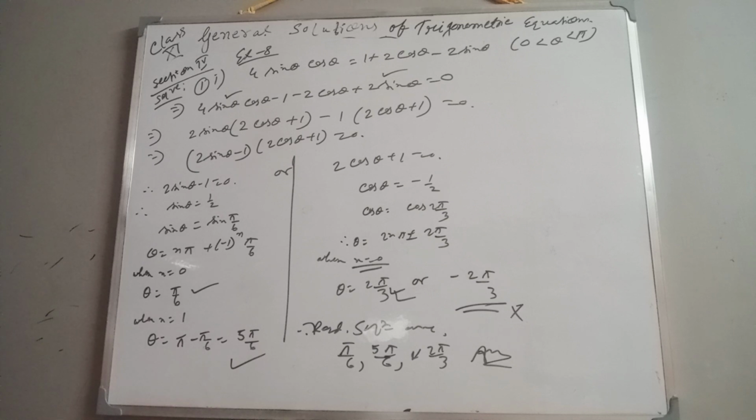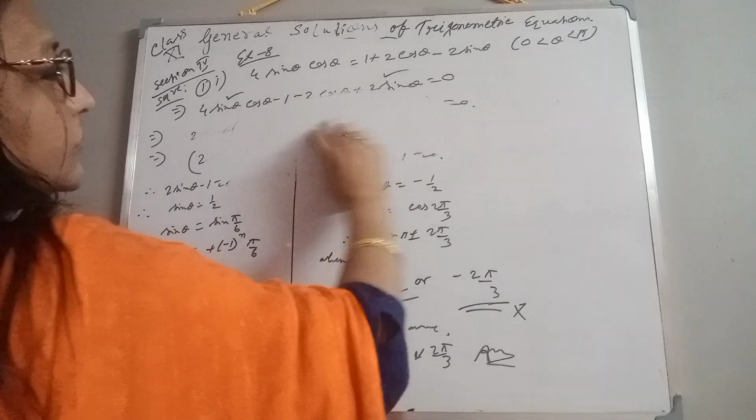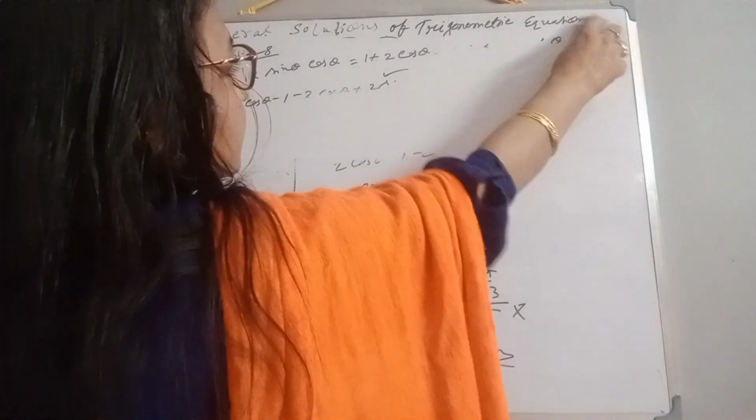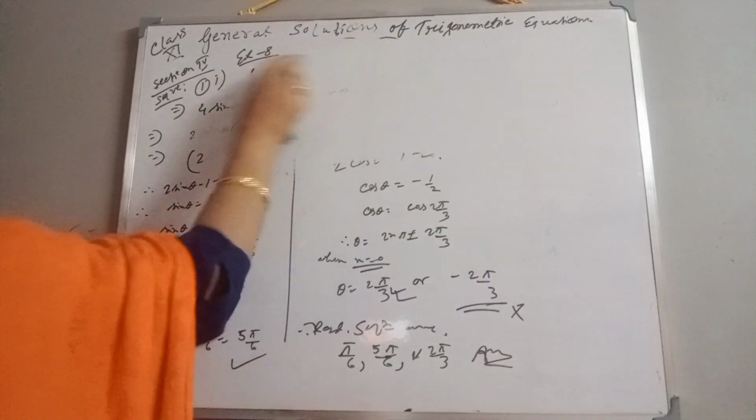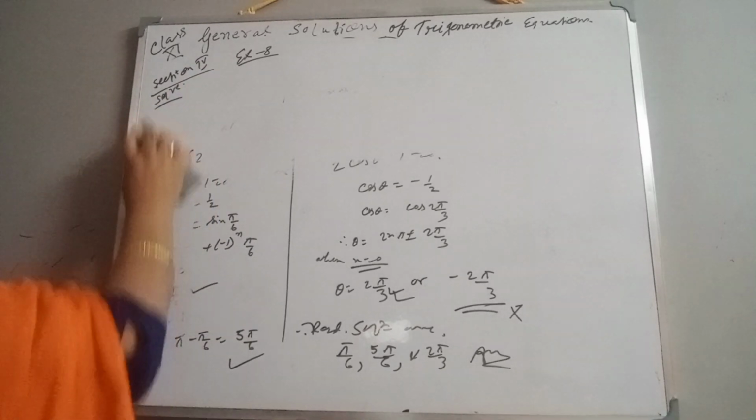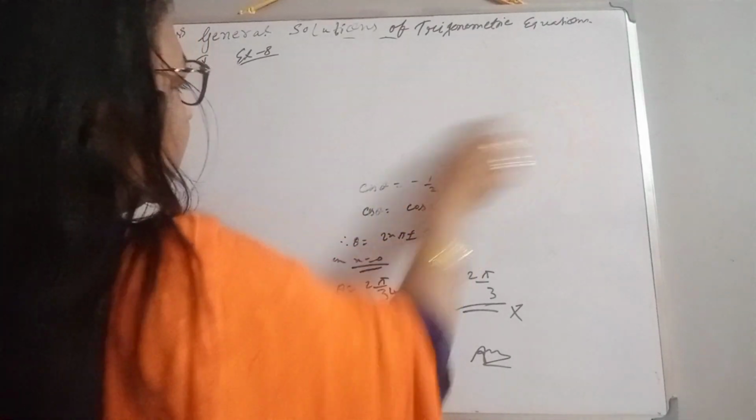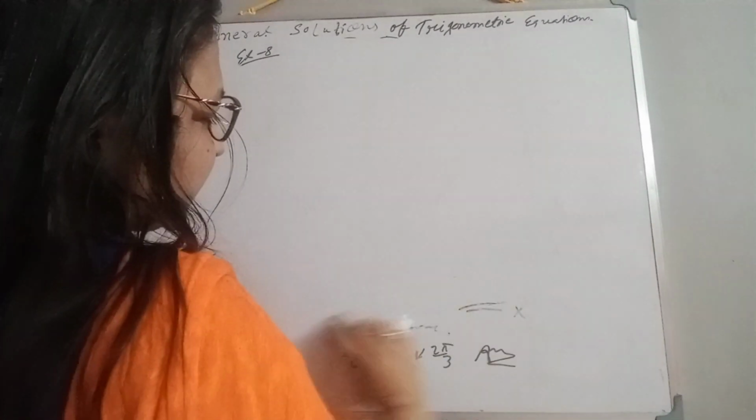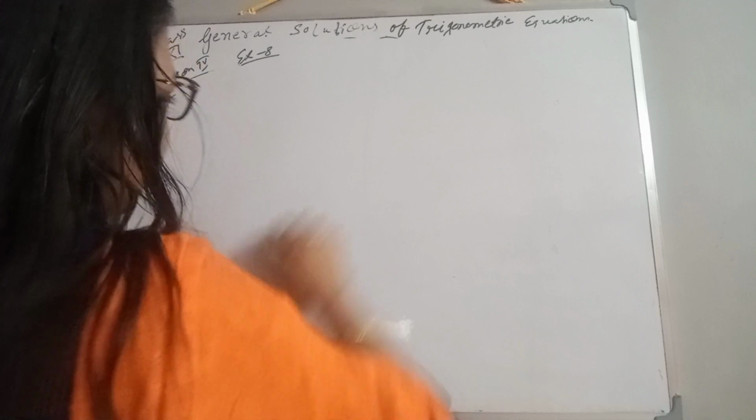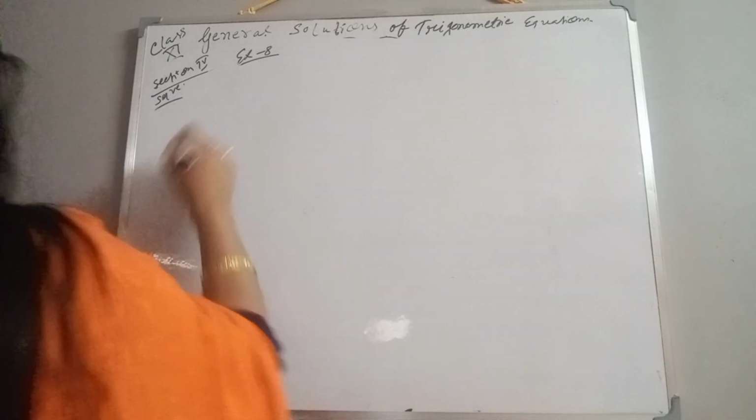Okay, now next sum. If the range is given, then one by one we have to put the values of n like this, because we have to see whether the value of theta is satisfying the range or not. If it is not satisfied, this won't be the general solution, so that solution we cannot take.